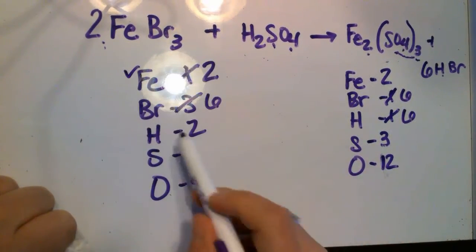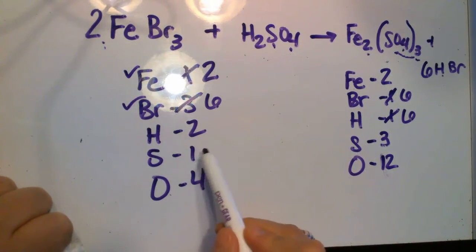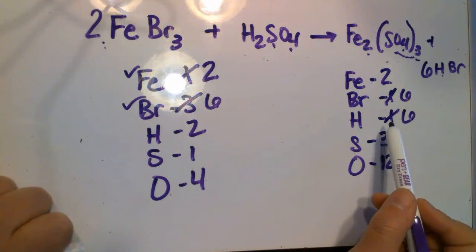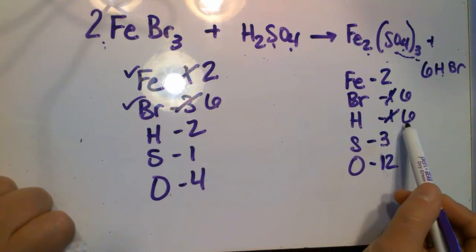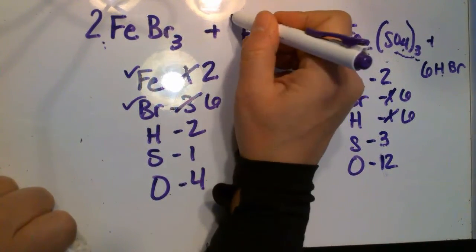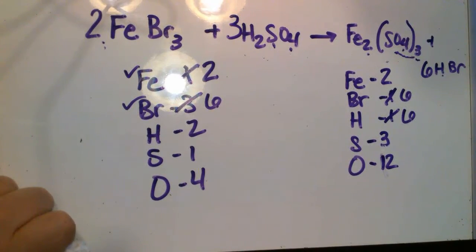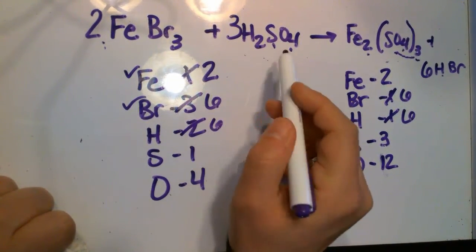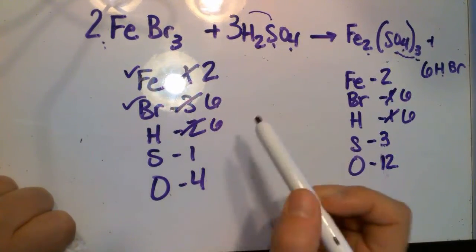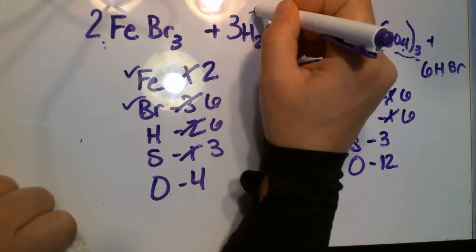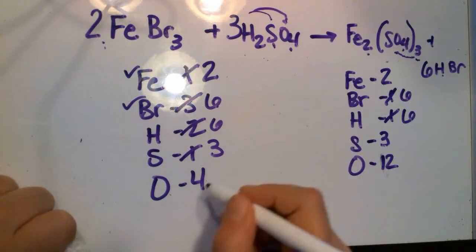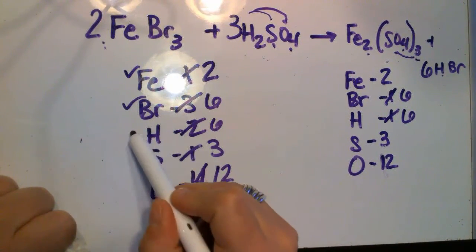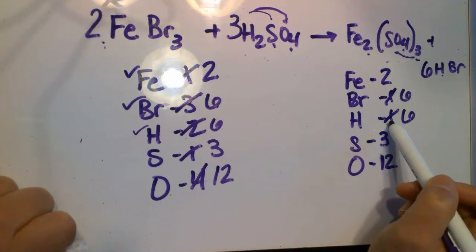All right, so our irons are balanced, our bromines are balanced, our hydrogens are not. There's 2 on this side, but there's 6 on this side. So how do I get this hydrogen to be 6? Well, if I have 2 on this side, I can multiply that. I can add a 3 there. That's going to give me 3 times 2, 6 hydrogens. It's going to give me 3 times 1, 3 sulfurs, and it's going to give me 3 times 4, 12 oxygens.